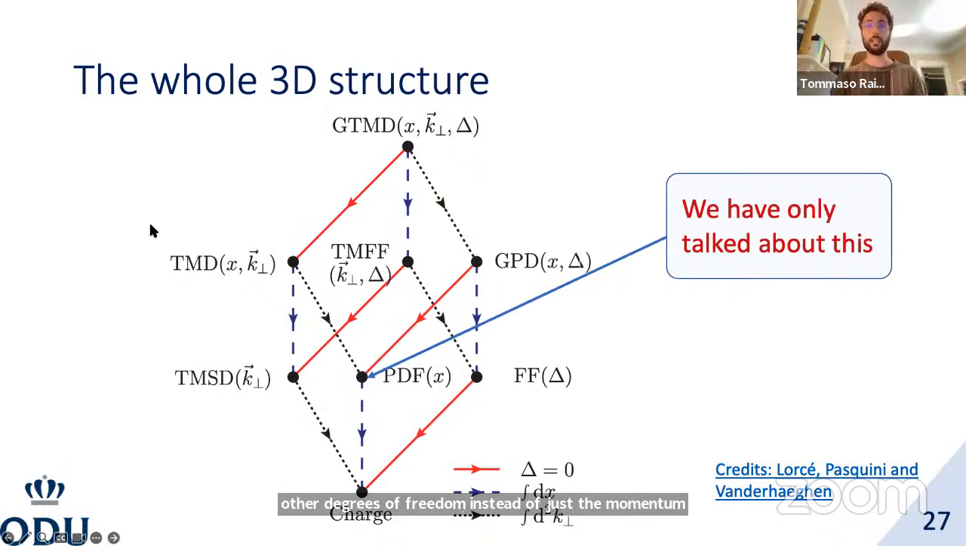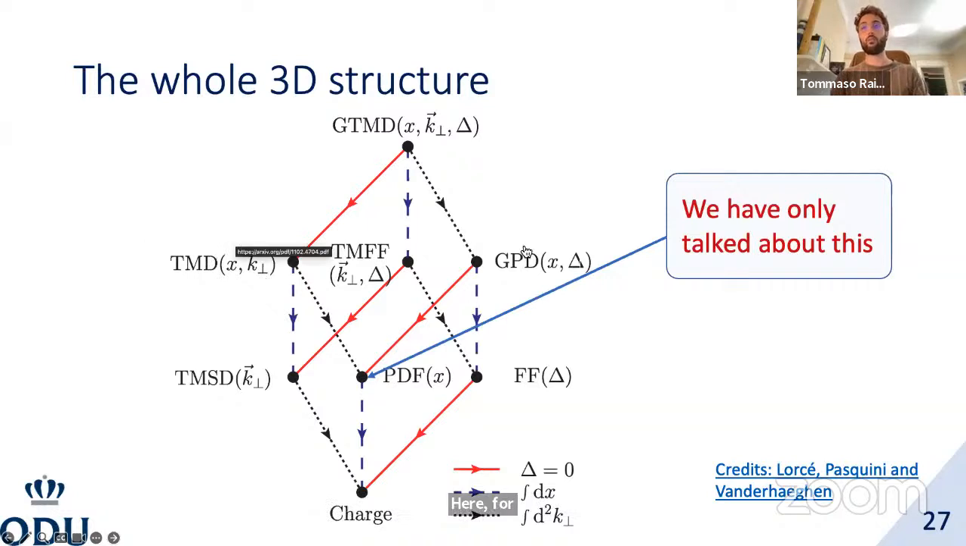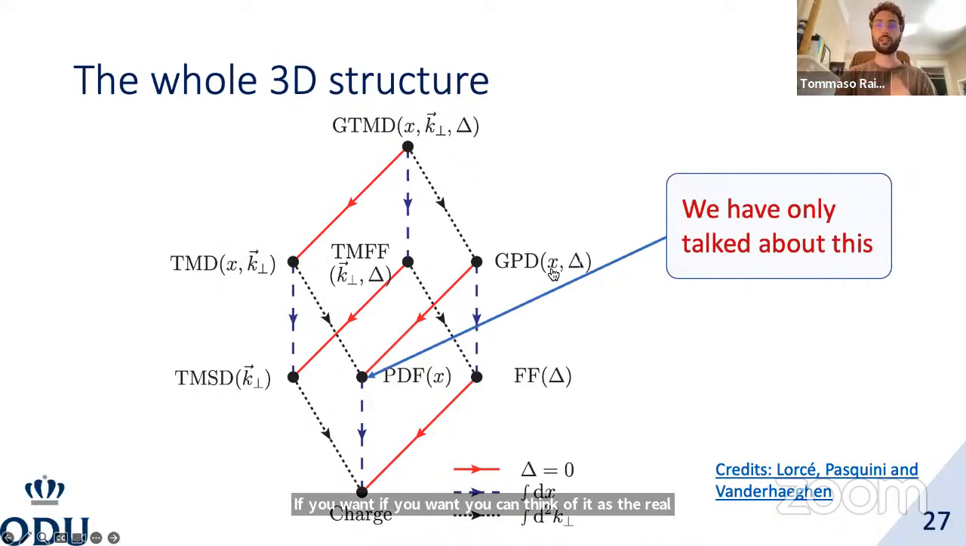Here, for example, TMD deals with the momentum fraction and the transverse momentum, while the GPD, for example, deals with the spatial. If you want, you can think of it as the real-space picture of the quarks in a proton, and so forth. There are really many others.